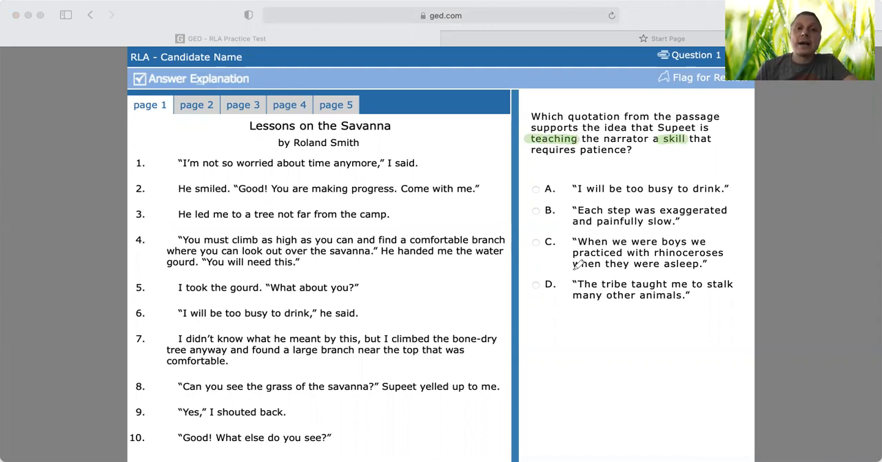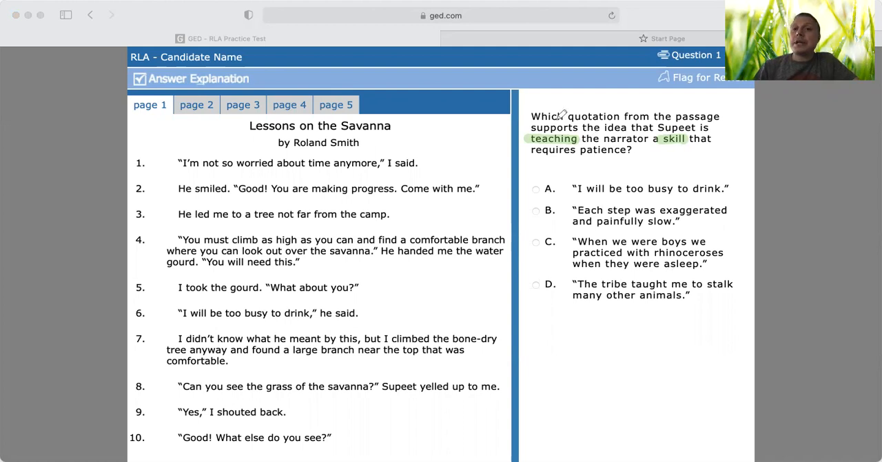Like we said last time in our previous video, we're going to use a lot of elimination. A says, I will be too busy to drink. That's not a skill, that's teaching the other one. Each step was exaggerated and painfully slow. That's an explanation. When we were boys, we practiced with rhinoceros when they were asleep. That's just a story, right? So how about D in here? The tribe taught me to stalk many other animals. That's another one where it's being actually taught to Supit.